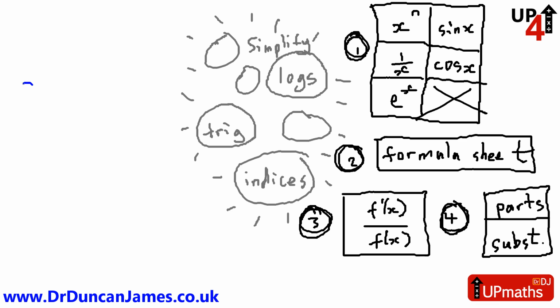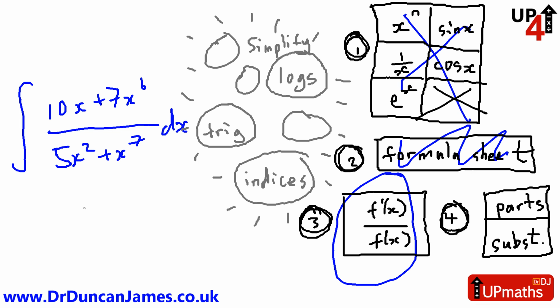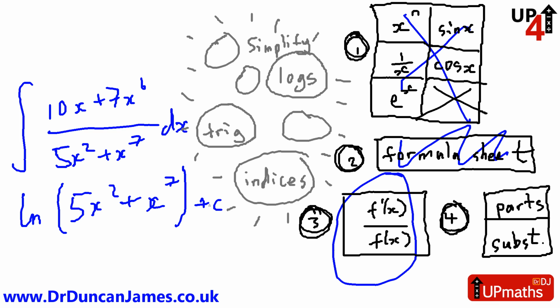Let's do another one. What if it's the integral, while I'm writing this, see if you can spot what it is, of 10x plus 7x to the 6 divided by 5x squared plus x to the 7 dx. Right, it's not a simple one, it's not on the formula sheet. Oh look, the top's the differential of the bottom. You might just do this straight away and say, oh, it's ln of 5x squared plus x to the 7. And again, we're not worrying about modulus signs.